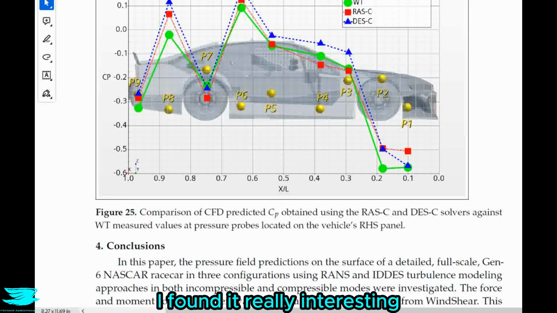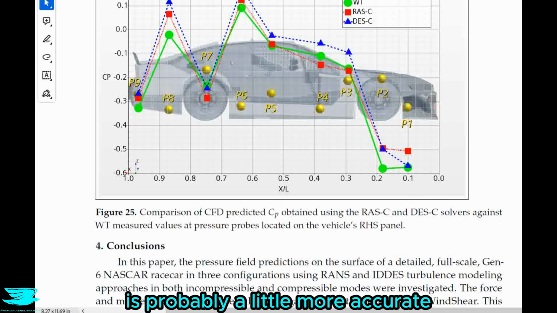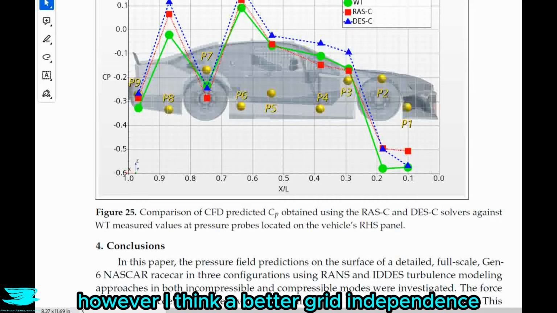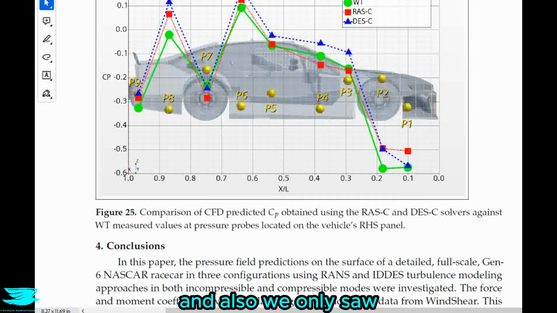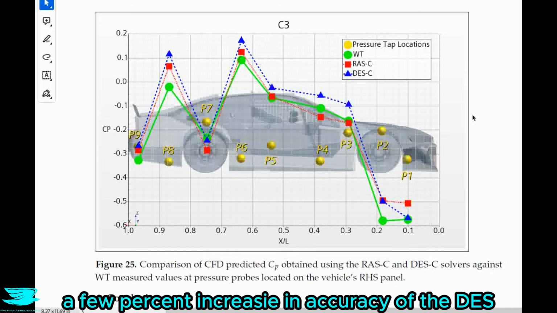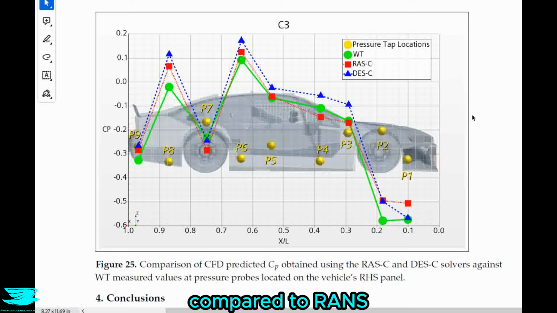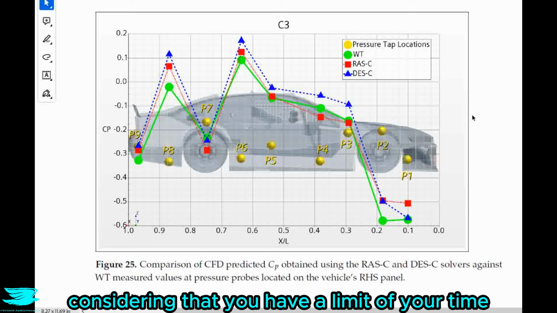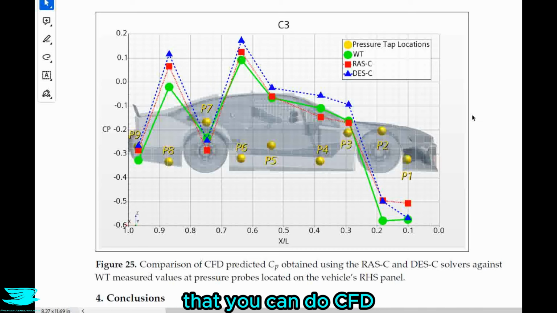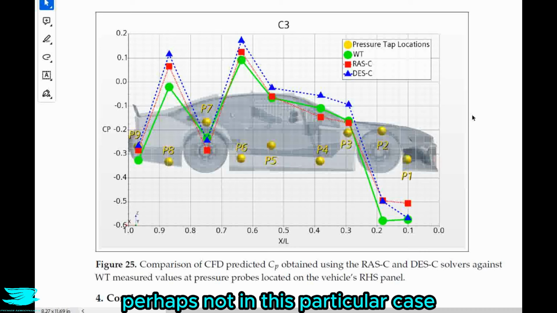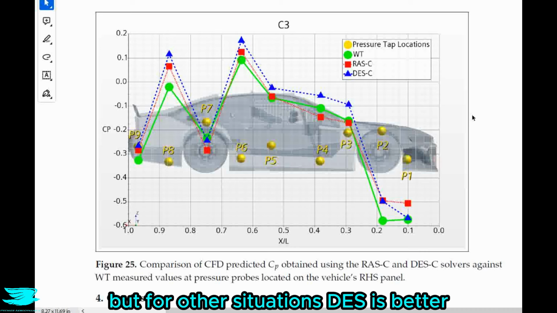I found it really interesting, and I think we can conclude that the DES is probably a little more accurate. However, I think a better grid independent study is needed. And also, when we saw a few percent increase in the accuracy of the DES, is that really worth the 15 times more simulation time for the DES compared to RANS, considering that you have a limit on the time that you can do CFD? Perhaps not in this particular case, but for other situations, DES is better.